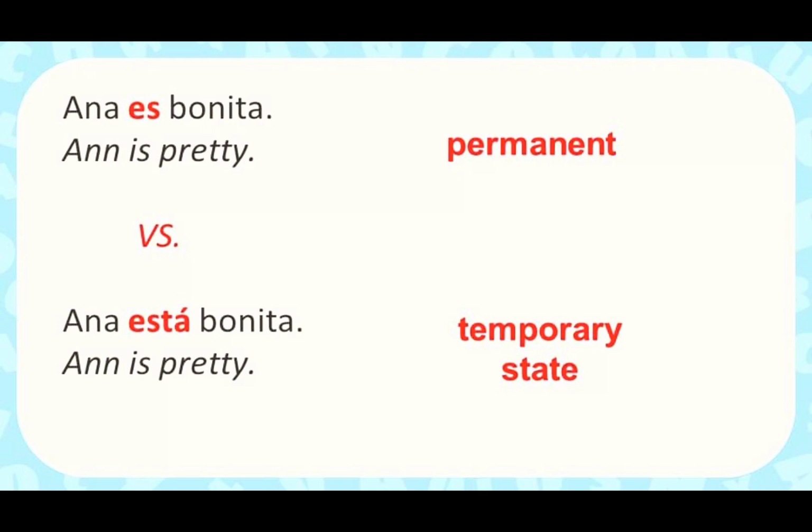A good way to see the difference is to pay attention to these sentences. Ana es bonita. Anne is pretty. Ana está bonita. Anne looks pretty today at this particular moment. And these two sentences are both correct. So if you use ser, then Anne is a pretty girl in general. If you use estar, it might be because she's dressed up for a party. One is a permanent characteristic and the other is a temporary state.